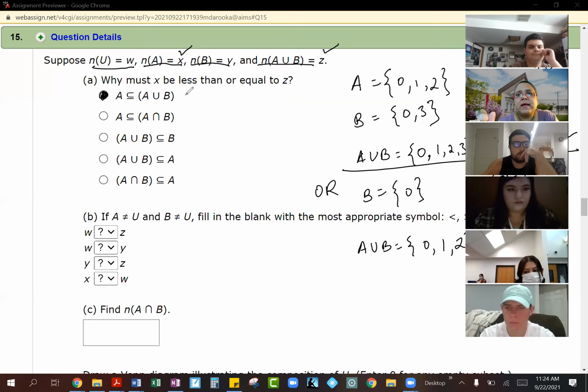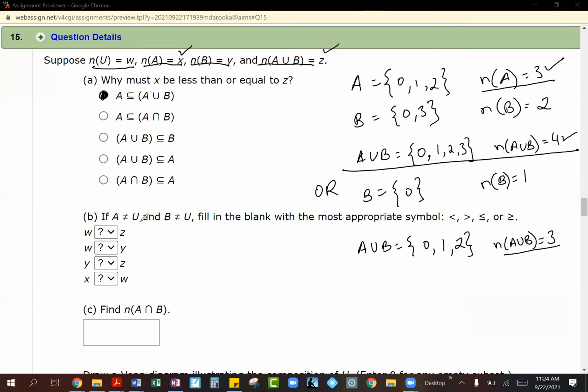Okay, part B of this problem asks, if A is not equal to U, which means they have different elements, and B is also not equal to the universal set, fill in the blank with the most appropriate symbol. Your symbols are less than, greater than, less than or equal to, greater than or equal to.